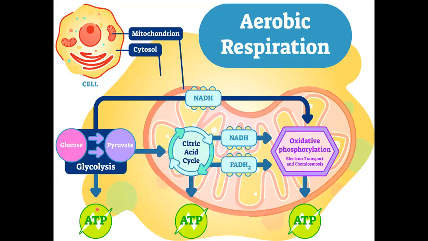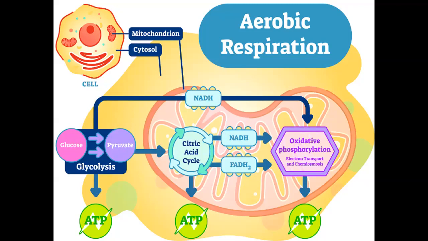Remember, there were some ATPs made here. Actually, not many, only 2. But we do get some NADHs, and great. This here is in the cytosol. We're in the cell. Here, we're finally in the mitochondria. That's what they're trying to show.